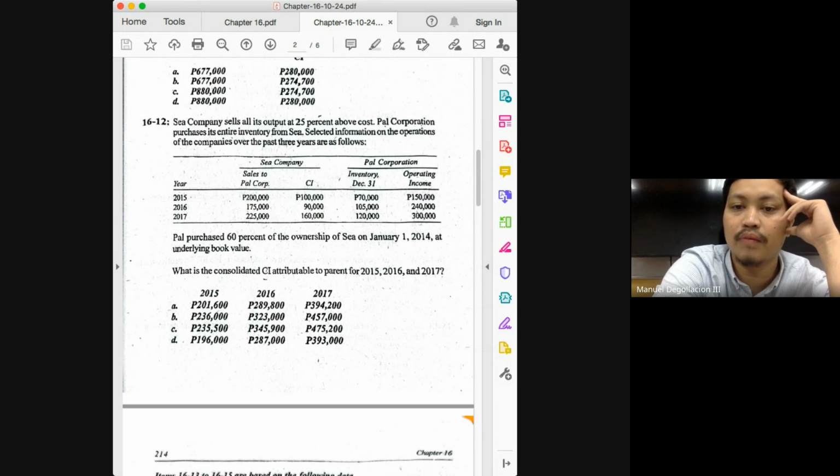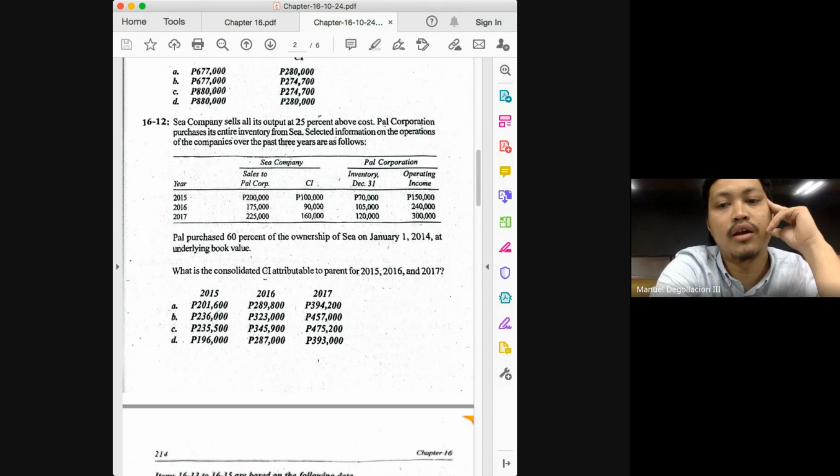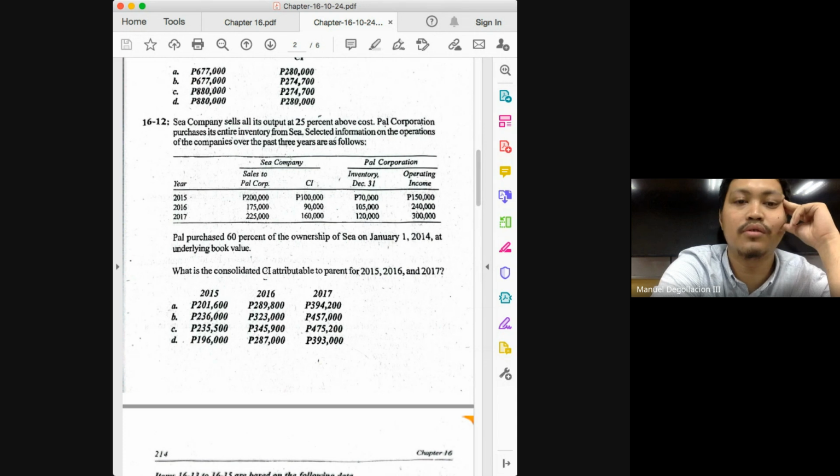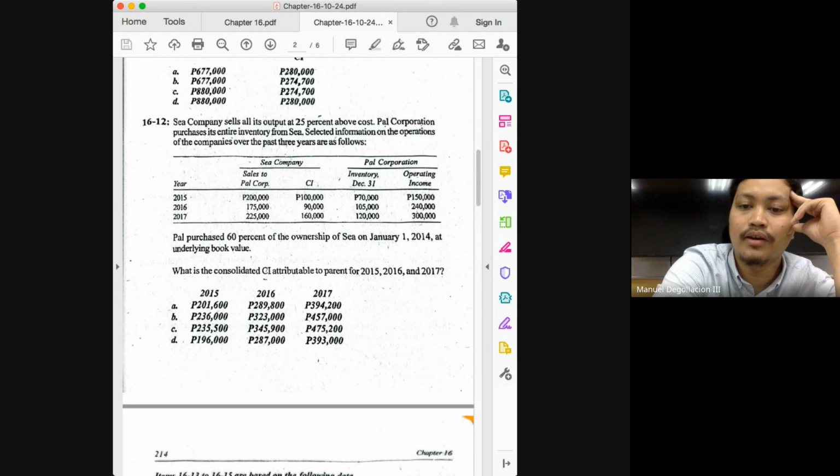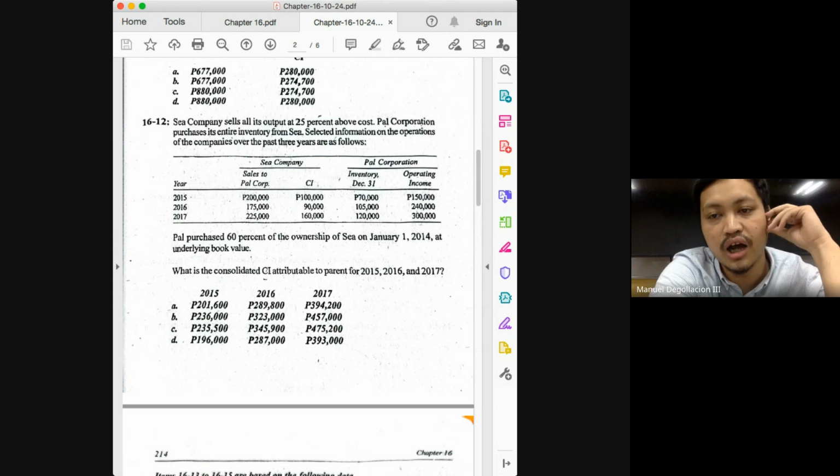The adjusted income here would be, the adjusted income lang class, 83,000. Okay, you add the adjusted income of 83,000 with the income of the parent from its own operations in the amount of 240. 240 plus 83 will give you 323,000.